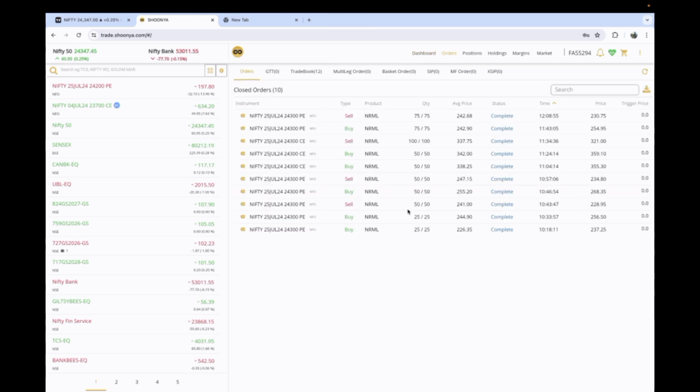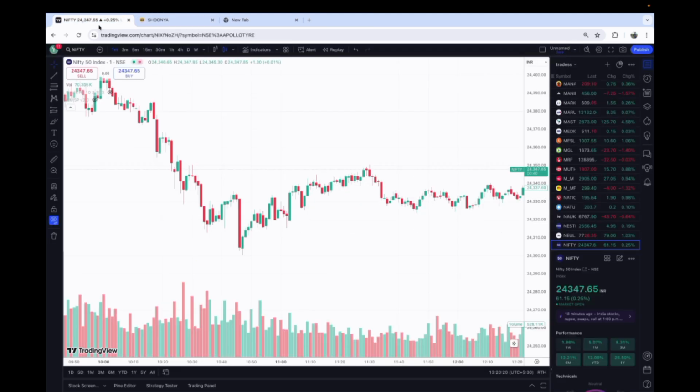I will go through the order book and also go through the logic of entry and exit, and I'll also be sharing how I enter into a trade and how I exit from a trade.